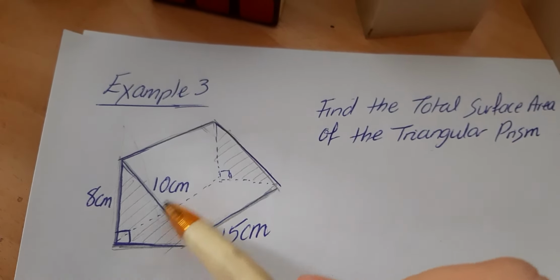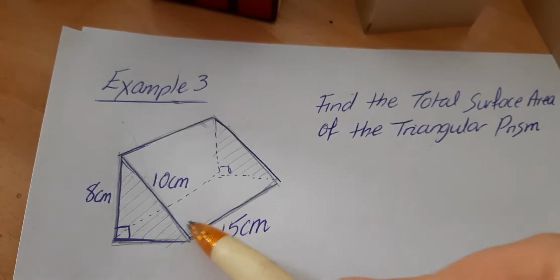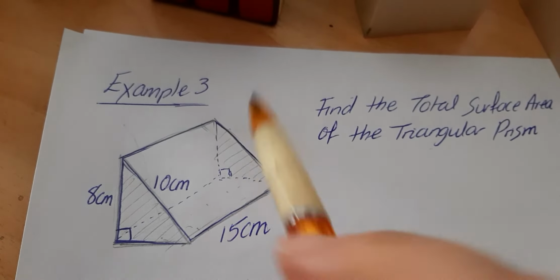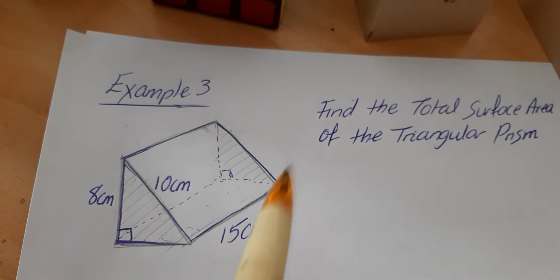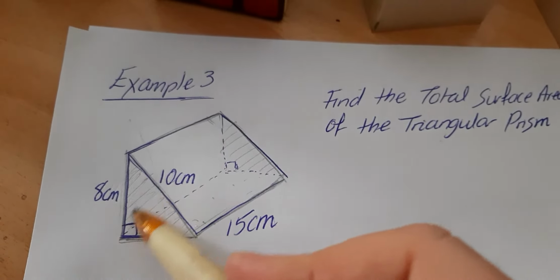We have a side here on the back side. We have the bottom down here. And then we have this top slanty side. All right, so let's start off with the front and the back. We're looking at this triangle.